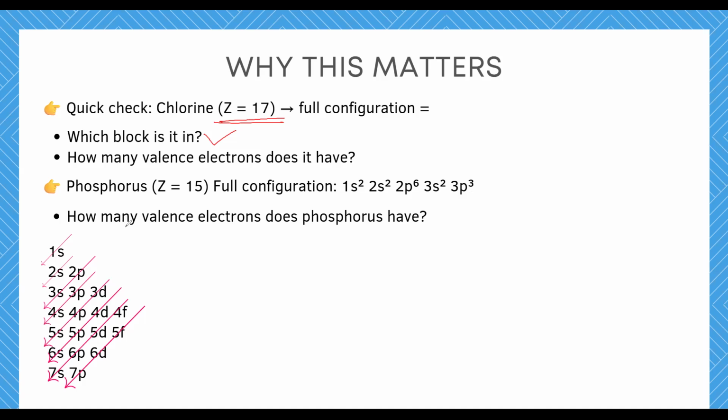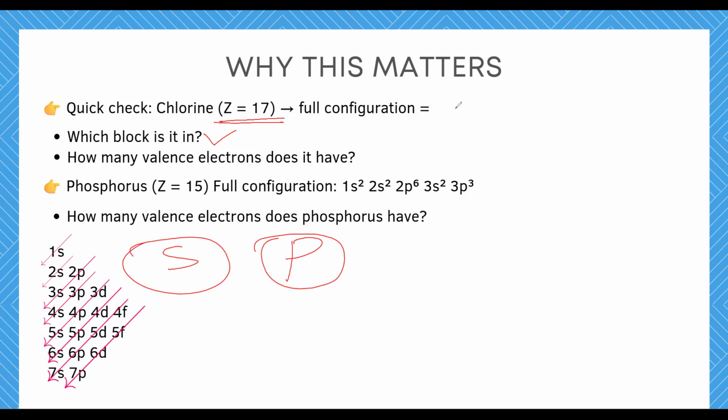So let me know. Which block is chlorine located in on the periodic table? P. Is it D or P? I'm hearing P. Okay, P. Thank you very much. Who else has another answer apart from that? Do you all agree that it's P? Somebody is saying S. Okay. All right, let's find out now.